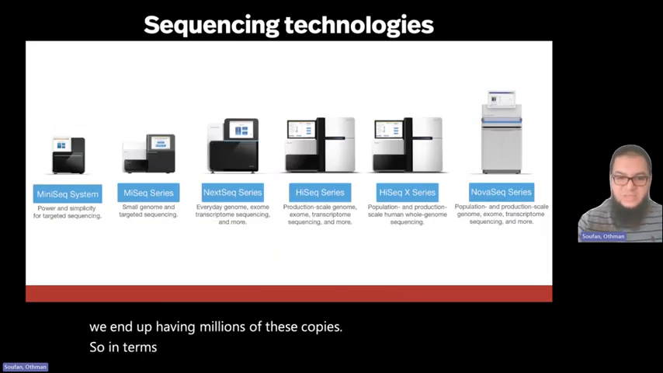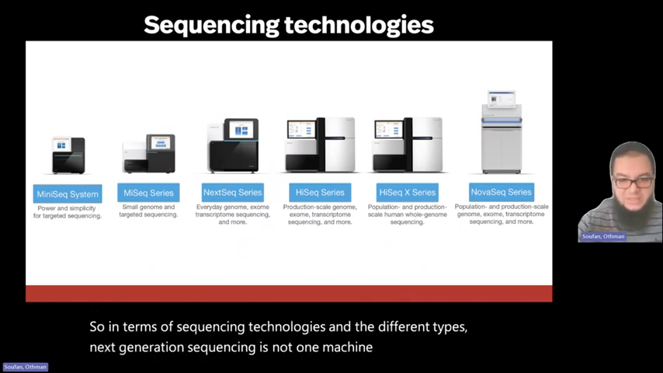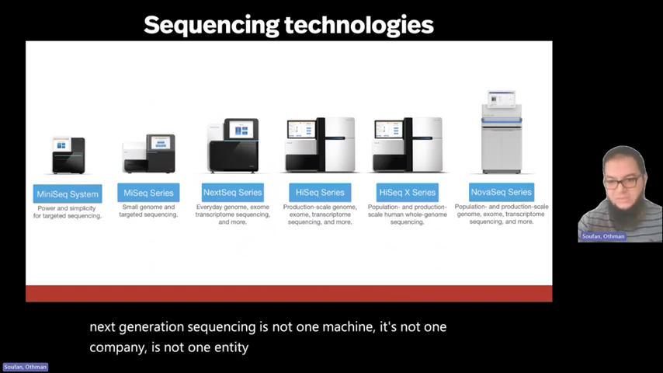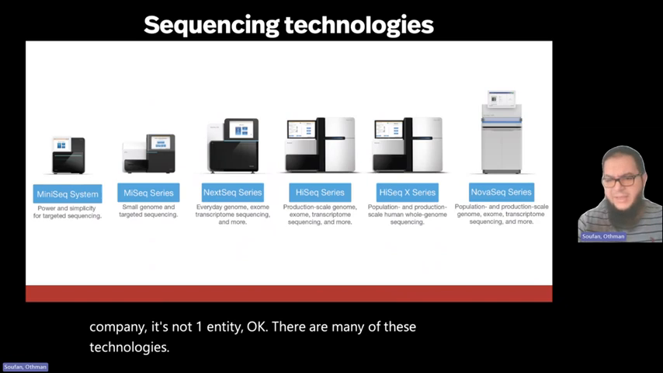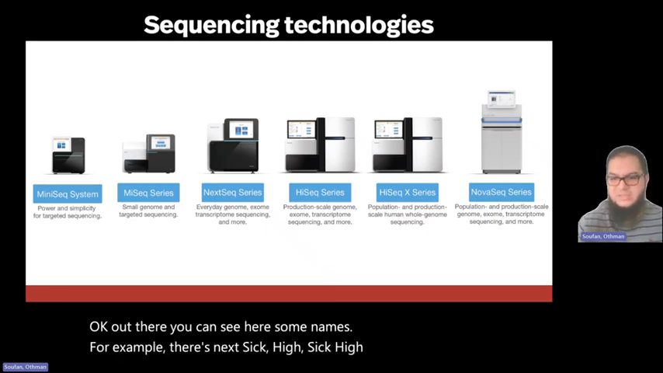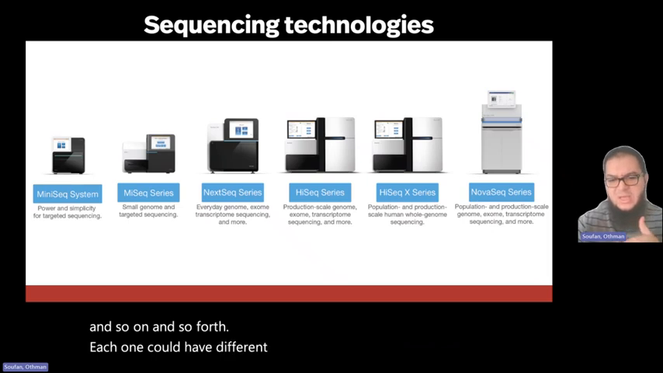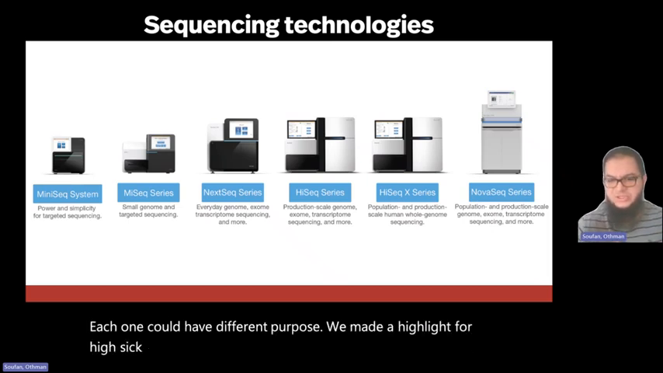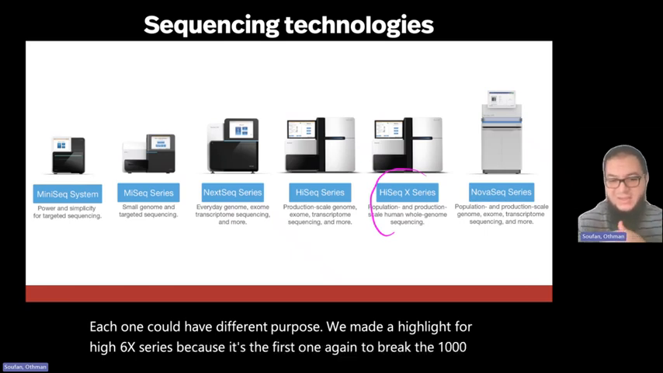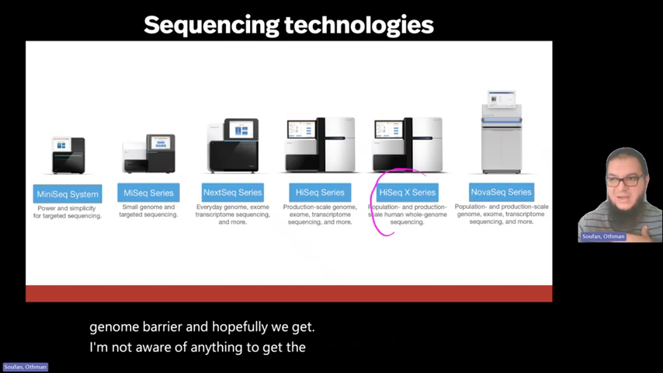So in terms of sequencing technologies and the different types, next generation sequencing is not one machine, it's not one company, it's not one entity. There are many of these technologies out there. You can see here some names. For example, there's NextSeq, HiSeq, HiSeq X, NovaSeq, and so on and so forth. Each one could have a different purpose. We made a highlight for the HiSeq X series, because it's the first one to break the 1,000 genome barrier. And hopefully we get to the $100 barrier, though I'm not aware of anything there yet.